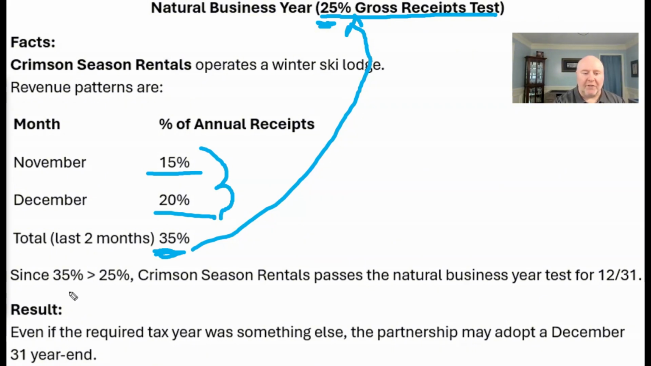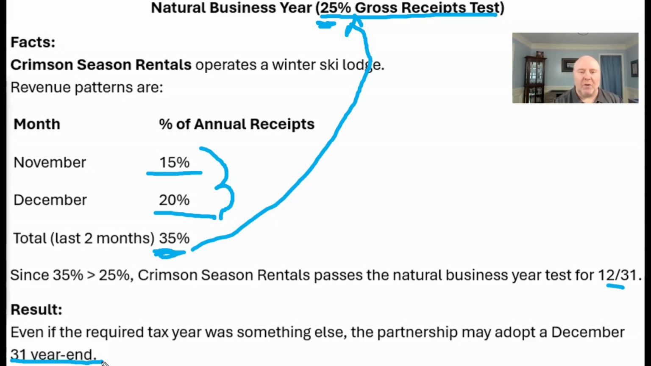But you can see since 35% is greater, the Crimson Season Rental passes the natural business year test. So it passes. So we're good with that. Even if the required tax year is something else, they may adopt a December 31st tax year.